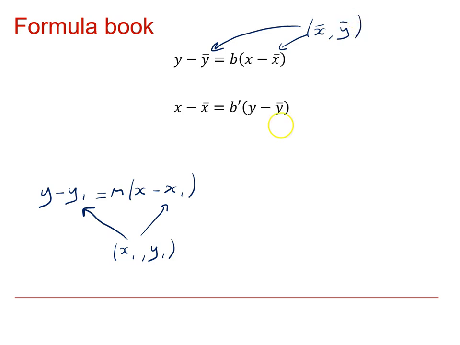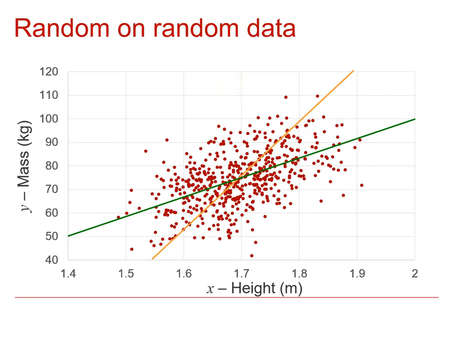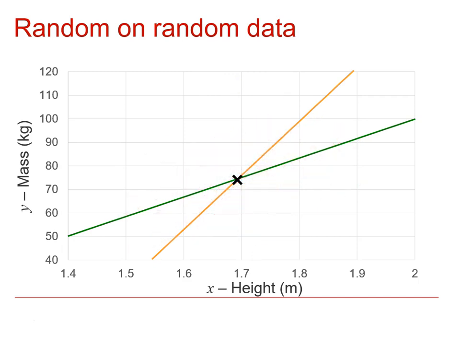And similarly, this one has also been set up to go through the point x bar, y bar. So if we've got a set of data with our two regression lines there, the point where they meet is x bar, y bar.